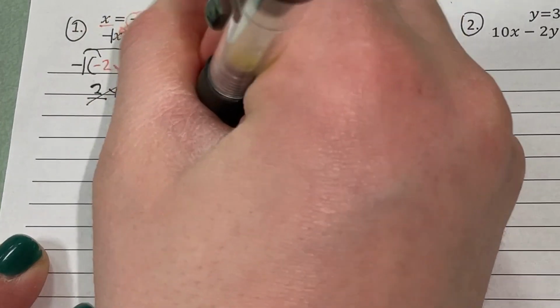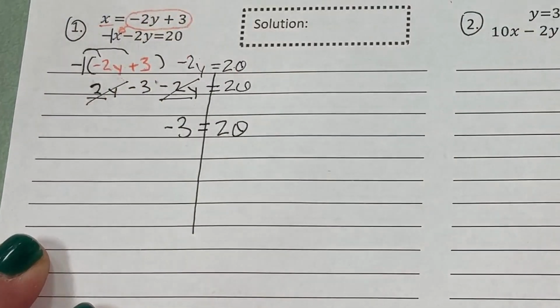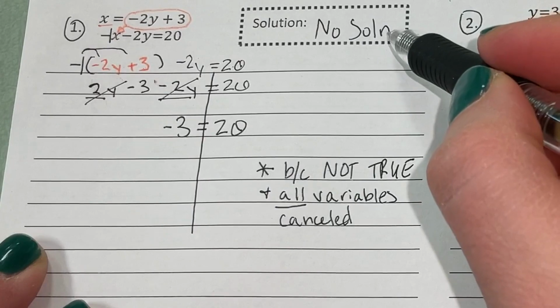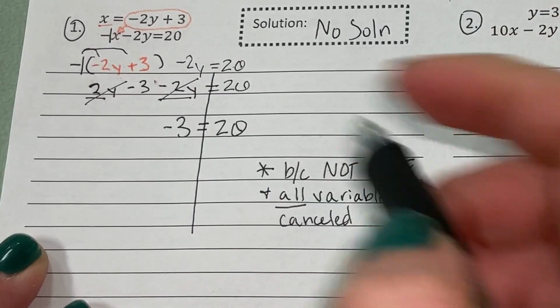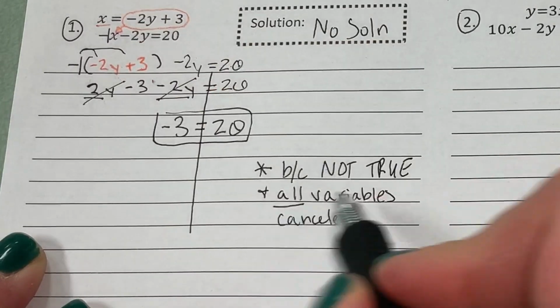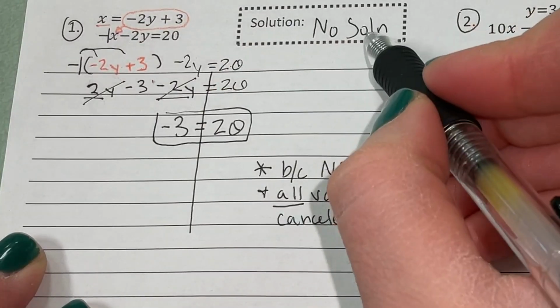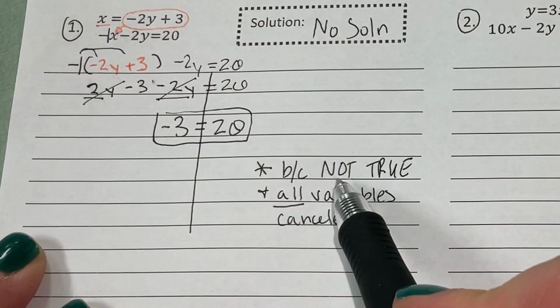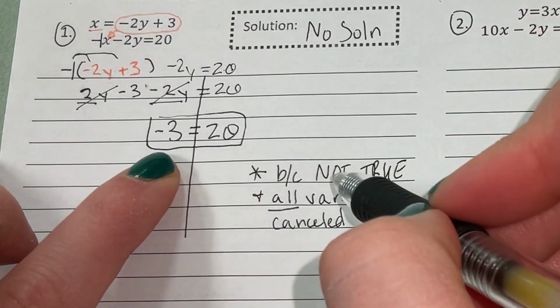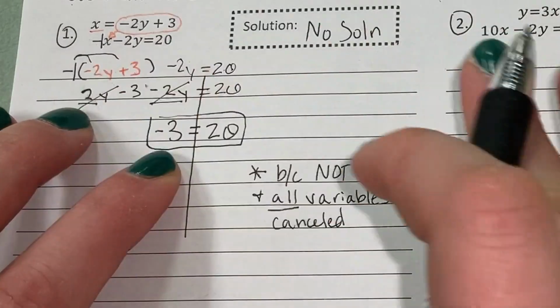This leaves us only with negative 3 equals 20. I can't do anything more with that, so this is what my final answer is going to be. This is no solution because we are left with something that is not true. Negative 3 is not equal to 20, and all the variables canceled. So it's no solution: all variables canceled, and what we're left with is not true. That's how we get a no solution in substitution.